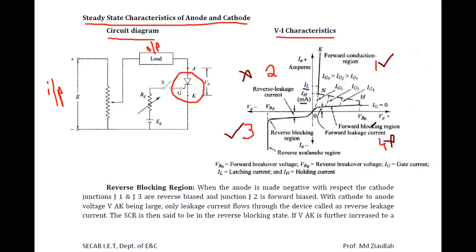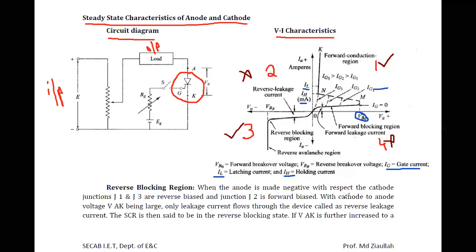So VBO, where is VBO? VBO is here, which is the forward breakover voltage. We have IG, which is nothing but the gate current. IL is the latching current, and IH is the holding current. In the third quadrant, we again have a few parameters here, which are the reverse blocking region, reverse leakage current, and reverse avalanche region.